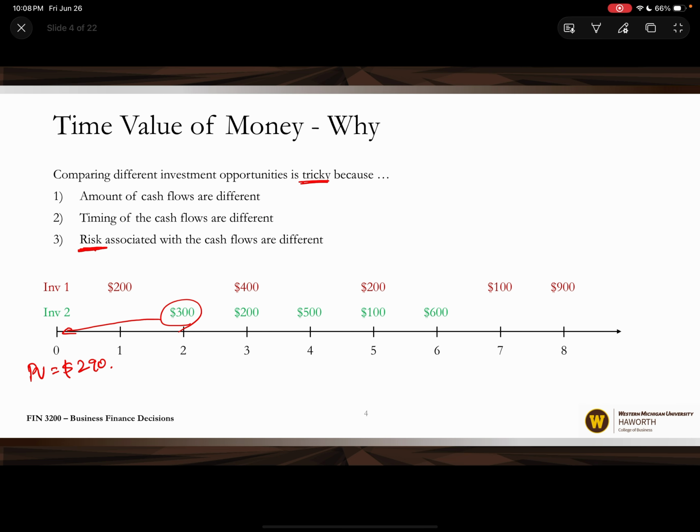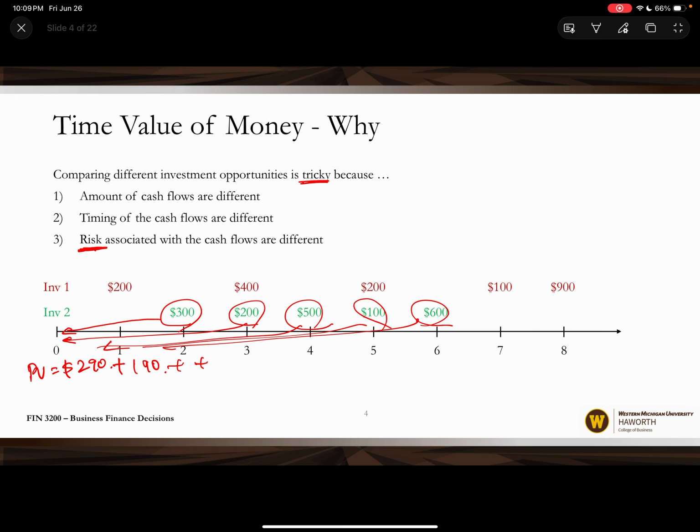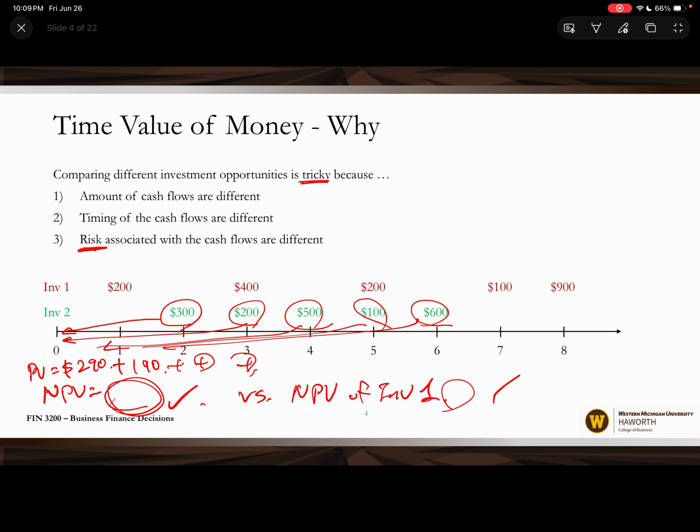Okay, I'm gonna convert this cash flow to time 0, so that'll be maybe 190. Okay, and I'm gonna convert this, and this. Okay, and I'll add them up to get the net present value of investment two. I'll come up with the single value for investment two, compare that against the net present value of investment one, and then whichever one is greater is a better deal. Okay, that's how we're gonna do things in this course.